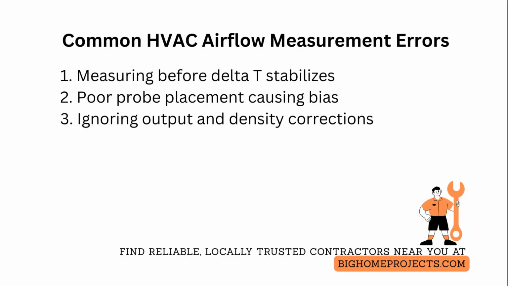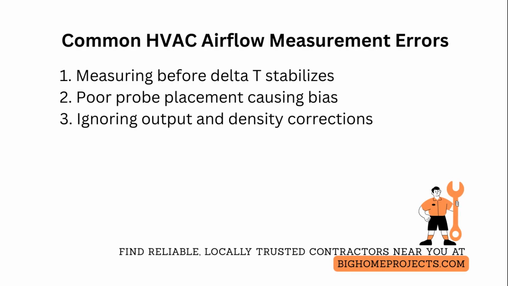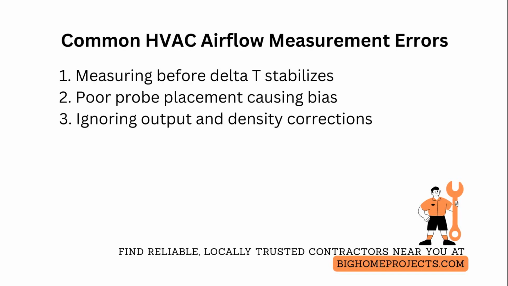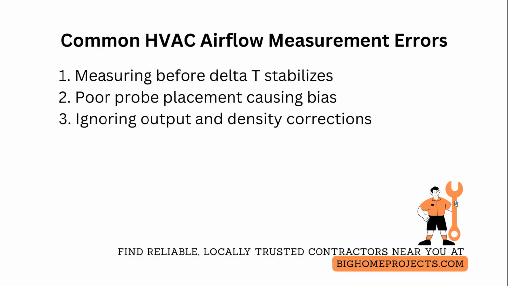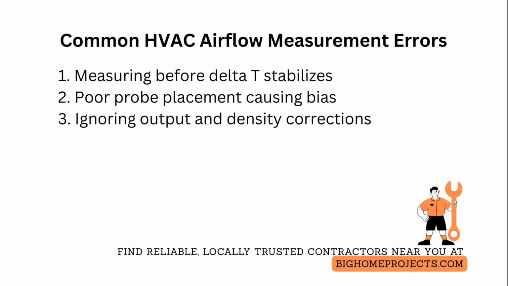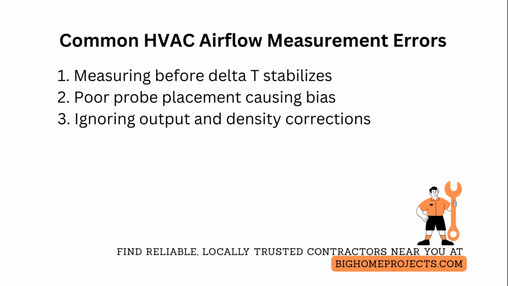Another common issue in temperature rise testing for airflow is bad probe placement and contact error causing radiant or conductive bias. Fix it by using an immersion-style probe in the airstream center, shielding from radiant heat, avoiding metal contact, and sealing sampling ports to prevent room air dilution that ruins delta T accuracy.